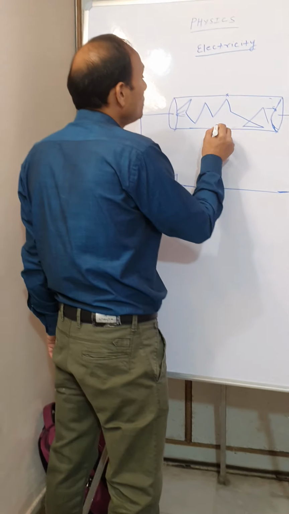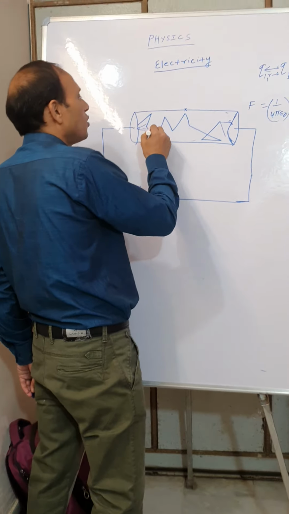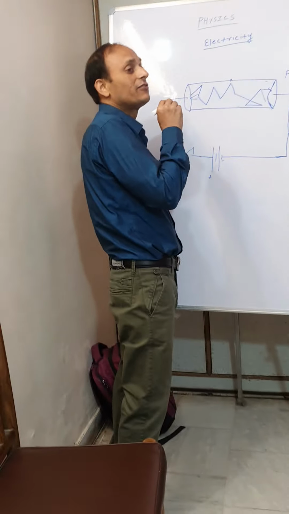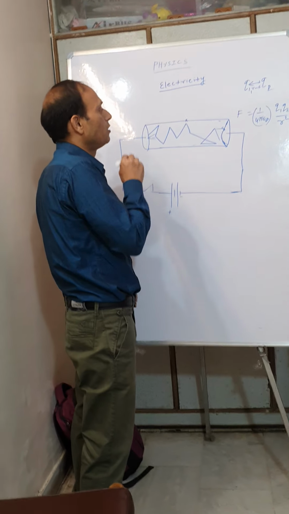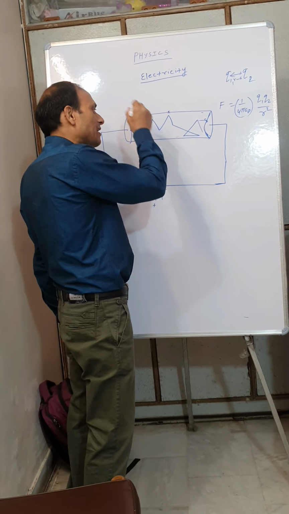So there is an obstruction offered in the path of flow of the electric charges through a particular cross section in the conductor, and this obstruction itself is called resistance.